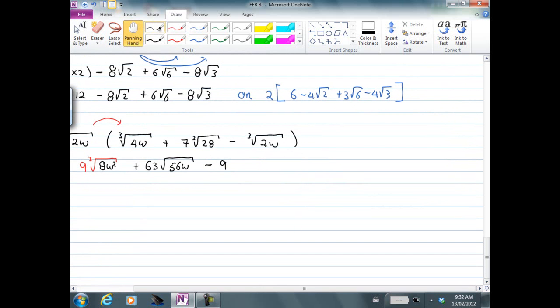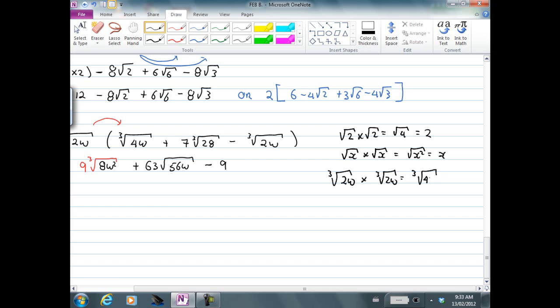See, here's the reason why. I'm going to go over on the side. When you go root 2 times root 2, you get root 4. So basically, that becomes 2, so they cancel out. When you go root x times root x, you get root x squared, and that becomes x, so they cancel out. But look what happens when you go cube root of 2w times cube root of 2w. Would you agree that's going to be the cube root of 4w squared? See, nothing breaks down nicely in 4w squared. So this is the trick behind this one.